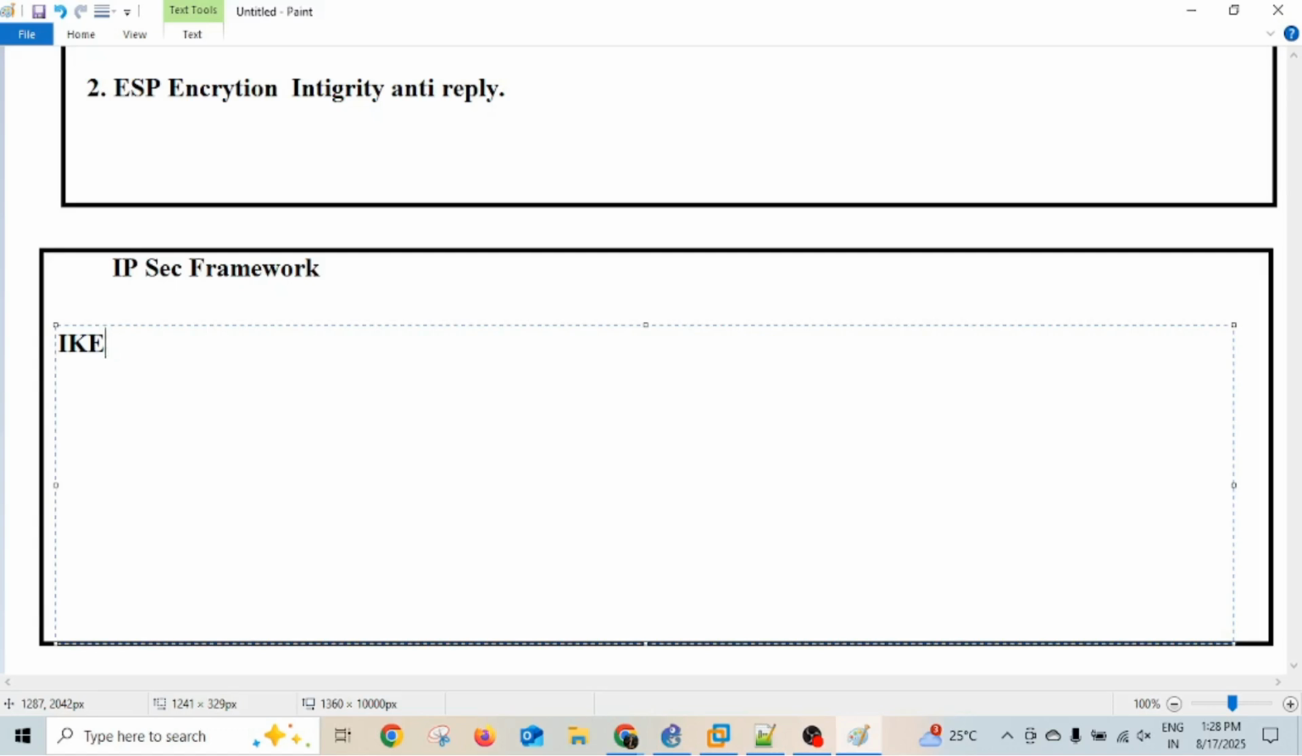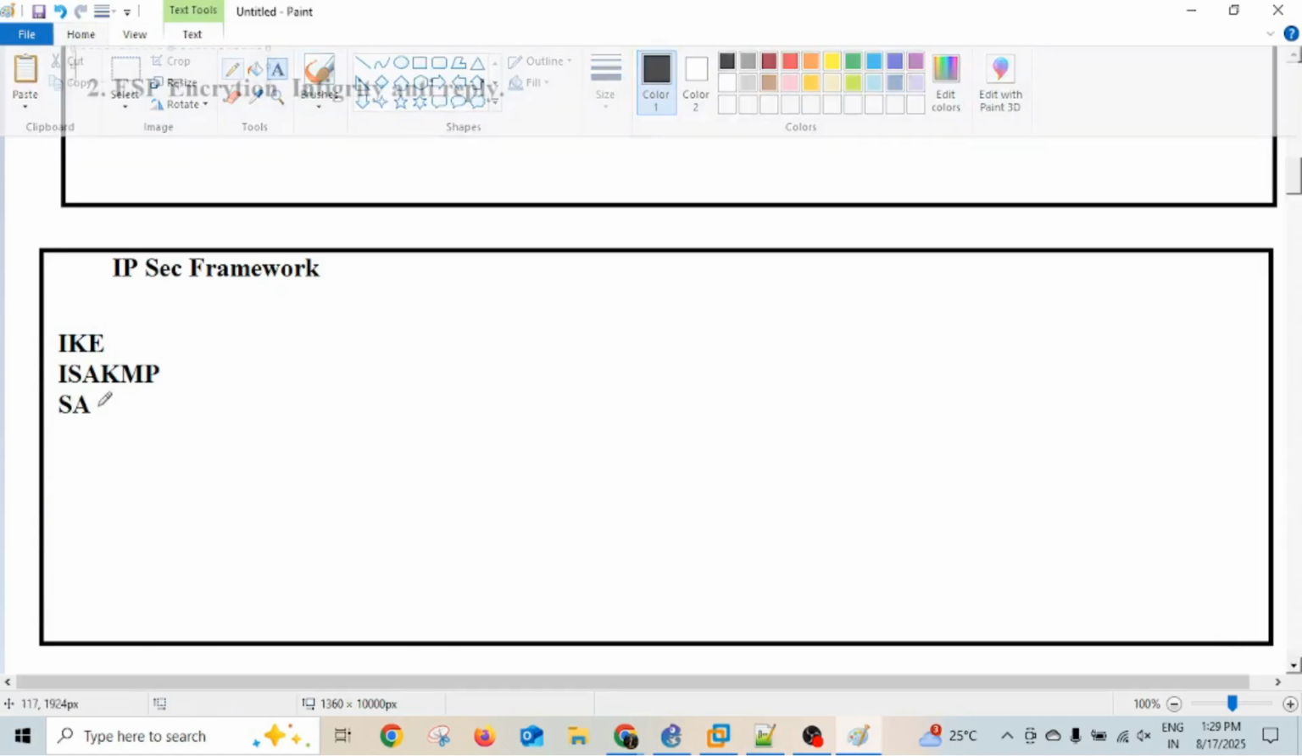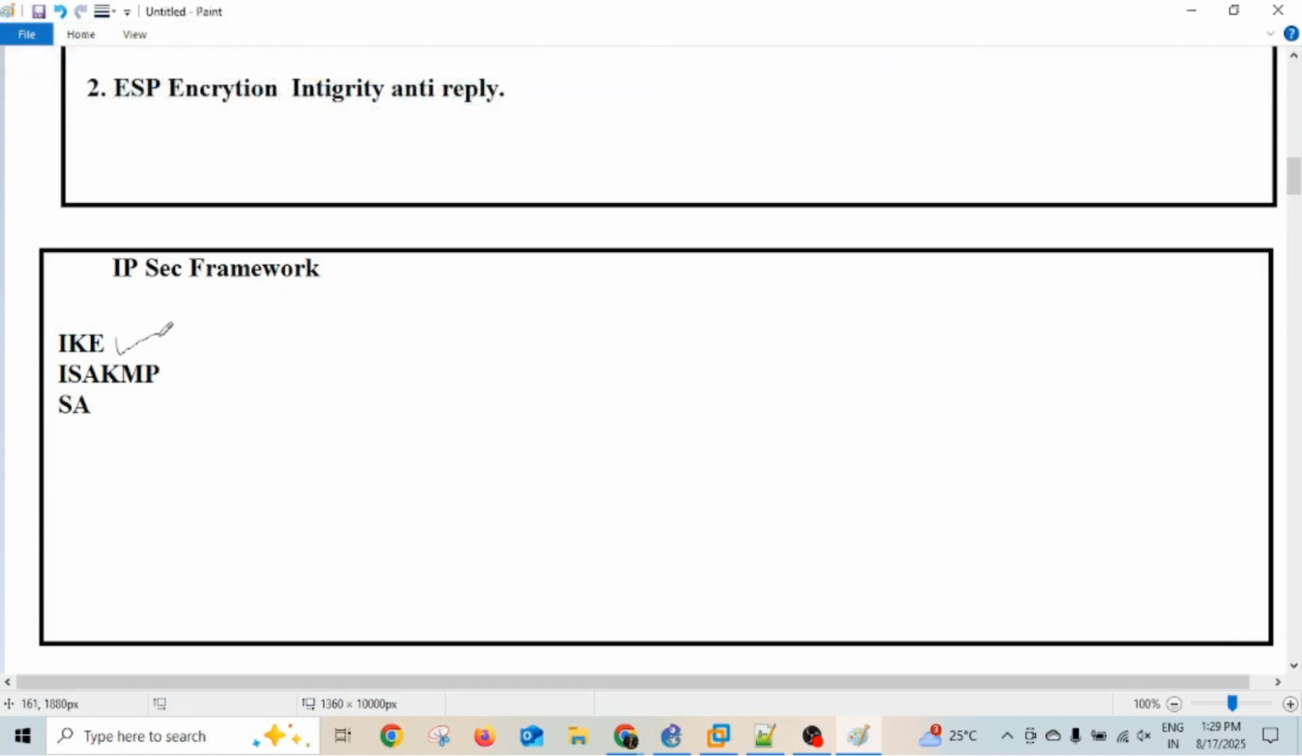So one is IKE. IKE means Internet Key Exchange. Another is ISAKMP, which stands for Internet Security Association and Key Management Protocol. And the third is SA. SA stands for Security Association. So IKE is the Internet Key Exchange.